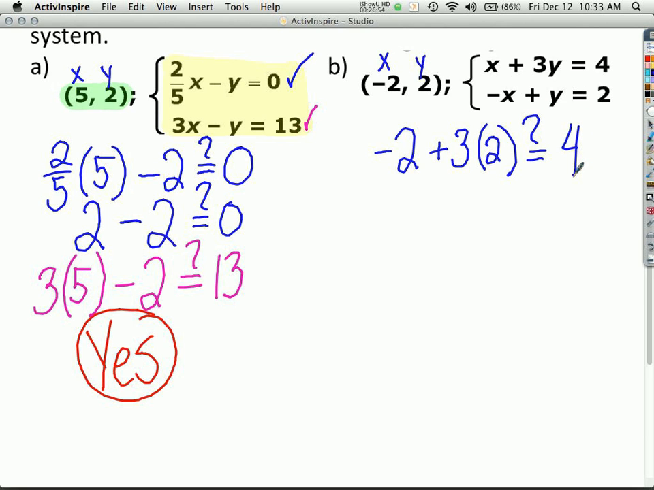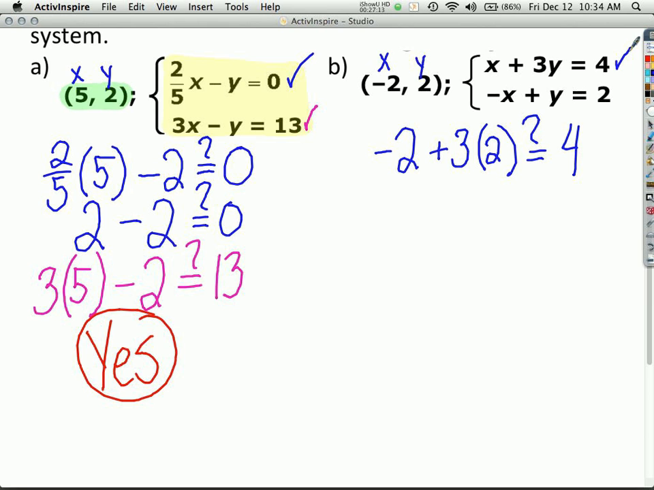Do some mental math. 3 times 2 is 6. Of course, you have to do that first. You always multiply before you add. 6 plus -2 is 4. So it works for that equation.